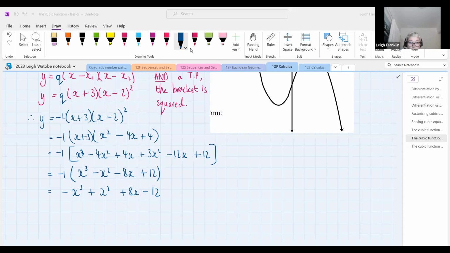Sorry, yeah, ma'am, hands have gone up. Nolutando, do you have a hand up? You want to ask something? Ma'am, where does the x minus 2 squared come from?